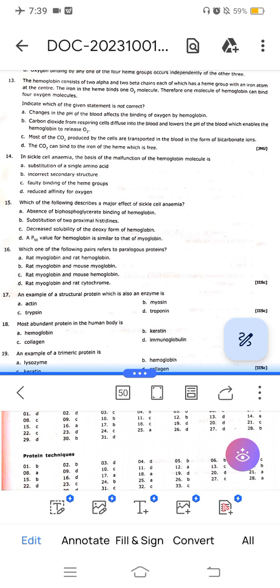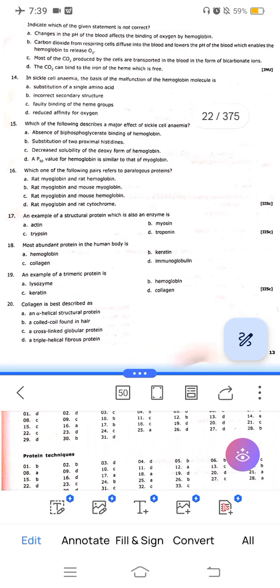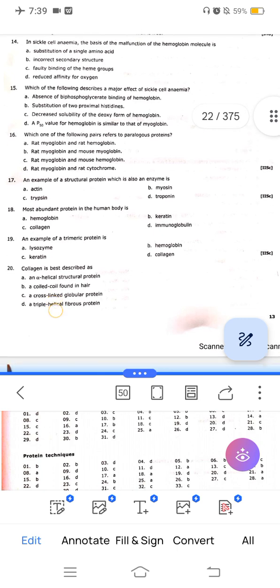An example of a structural protein which is also an enzyme is, 17. Correct answer is found to be B. B means myosin. Myosin is both an enzyme and also a structural protein. Then the most abundant protein in the human body is, 18, C. Collagen. Then an example of a trimeric protein is, 19, D. Collagen. That's a trimeric protein.